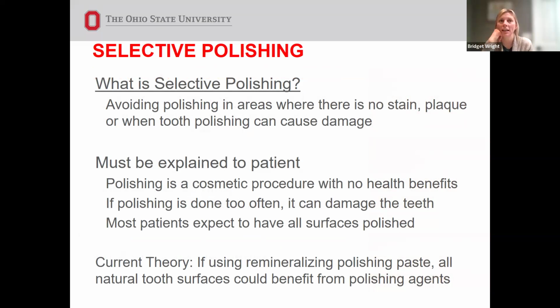This kind of brings me to my next point and my final point of the lecture. Selective polishing is something that you should be considering. That just means that you don't go around and polish every single surface of every single tooth all throughout the mouth. You only polish where it's necessary. And so you want to, again, avoid polishing things that we have already talked about: newly erupted teeth, restorations, demineralized areas, caries, all of those things. You want to avoid those areas, and teeth that don't have any plaque or stain.